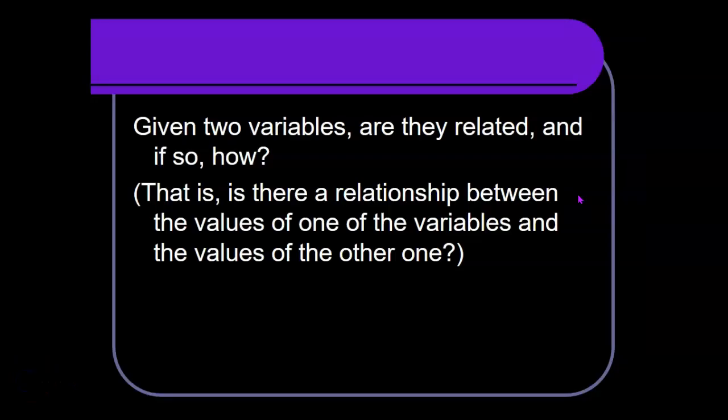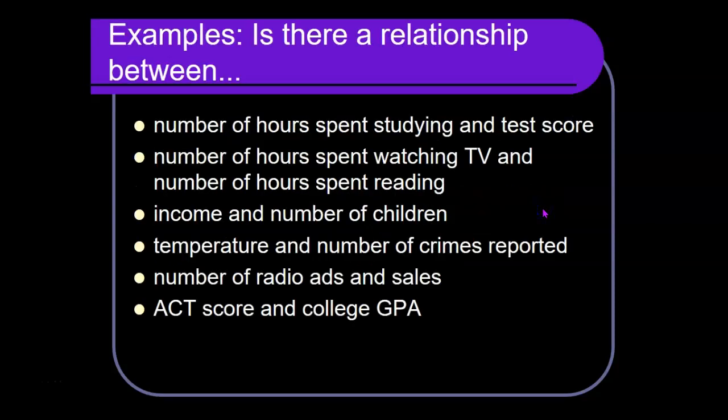So the kind of question we're addressing here, in general, is: given two variables, things that vary, are they related? And if so, how? Does how big one of them is tend to go along with how big or small the other one is? For example, you might want to know, is there a relationship between the number of hours people spend studying for a test and the score they get on the test?